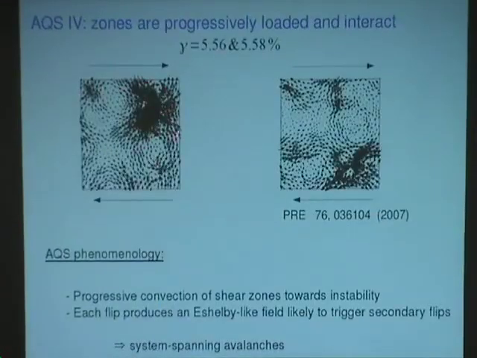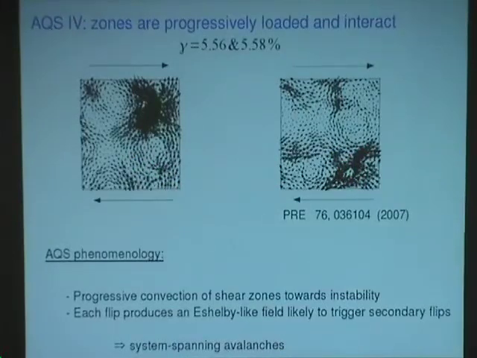You can look at the non-affine field here, which is a measure of softness. Here you have a soft zone, which will undergo some transformation, and after this zone flips, it will modify another soft zone that you could see here, and this one will now be loaded by the effect of the former one.